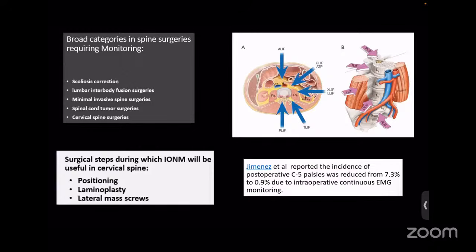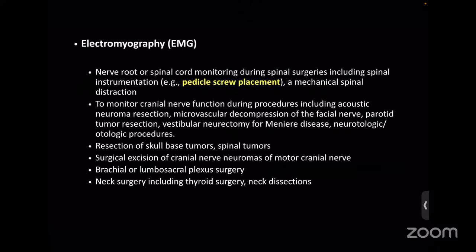And cervical spine surgeries, which is very important, especially during positioning, because you take a signal before positioning and after positioning, which probably is going to get covered in the next talk. And there is a literature review talk as well, so I'm not going to say anything on that. Now, EMG, like I said, is very important for pedicle screw placement, as well as, for example, if you're doing a cervical spine surgery and you want to know if you had a C5 palsy at that moment or not.